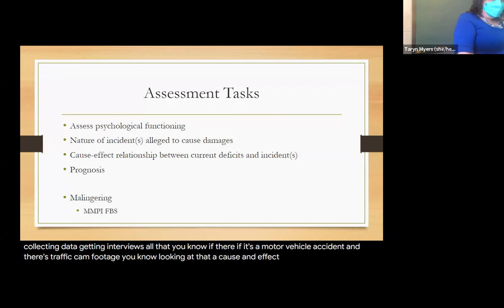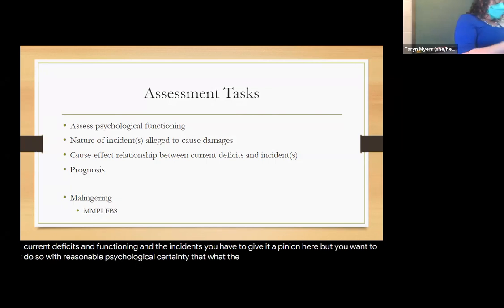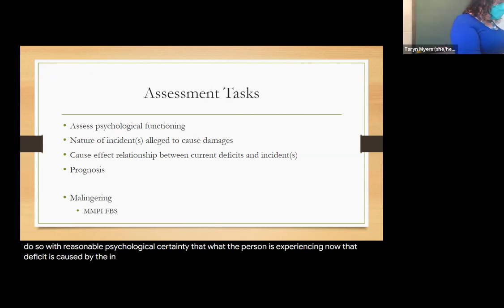A cause and effect relationship between the current deficits in functioning and the incidents. You have to give an opinion here, but you want to do so with reasonable psychological certainty that what the person is experiencing now, that deficit, is caused by the incident. Pre to post functioning, again, taking into account any other incidents. And you need to consider alternate explanations and hypotheses.